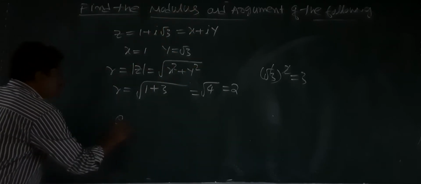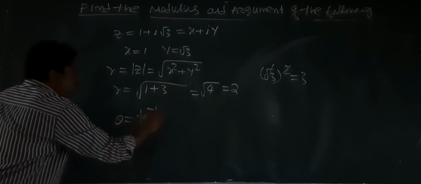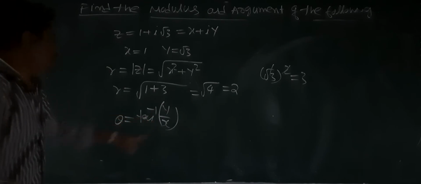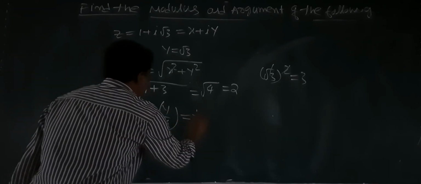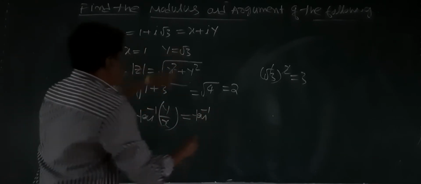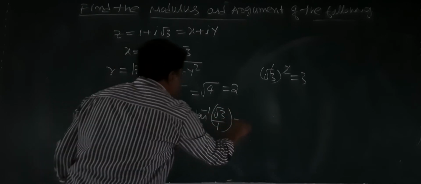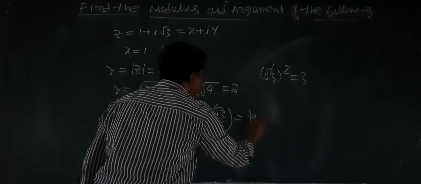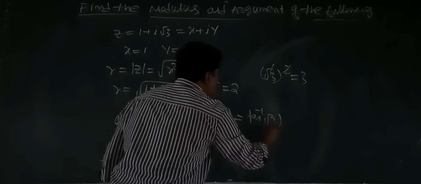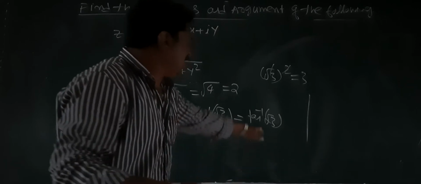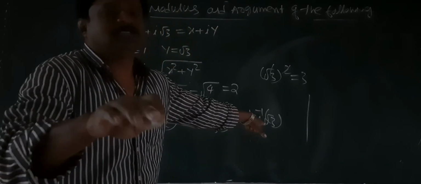Theta. So tell me the theta formula. Tan inverse y by x. So tan inverse of y value root 3 by x value 1. So root 3 by 1 means root 3. So tell me students, for which angle does root 3 come in tan?